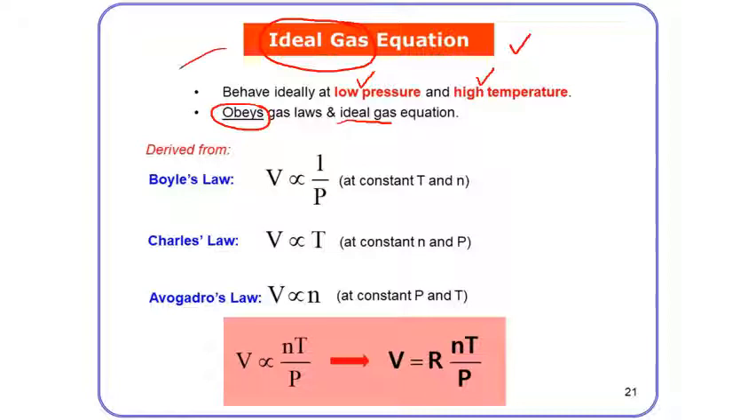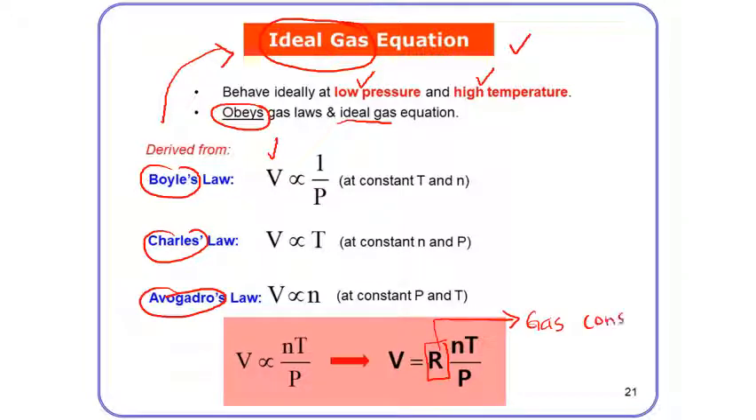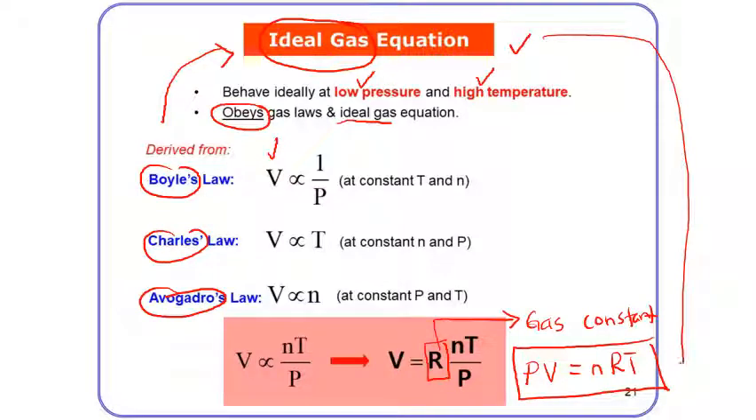The ideal gas equation is derived from Boyle's law, Charles' law, and Avogadro's law. We arrange all the parameters of the volume at the left-hand side, and then we combine them by putting in a constant. This constant is R, which is known as the gas constant. After we arrange this equation, we will get PV equal to nRT. This is the ideal gas equation. You all have to remember this formula, PV equal to nRT.